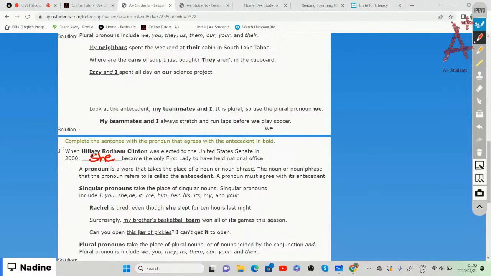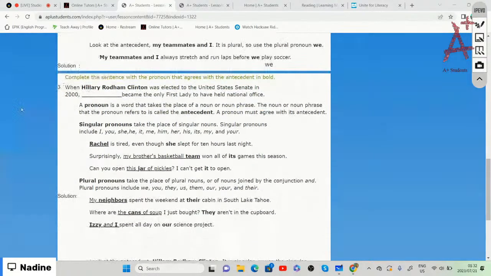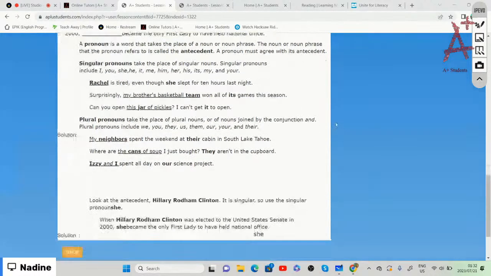So she is the pronoun that agrees with the antecedent in bold, which is Hillary Rodham Clinton, right? So she is the pronoun that takes the place of Hillary Rodham Clinton. Instead of repeating her name all the time, we use words like pronouns, in order to shorten or take the place of someone's name. So she refers to Hillary Rodham Clinton, right?